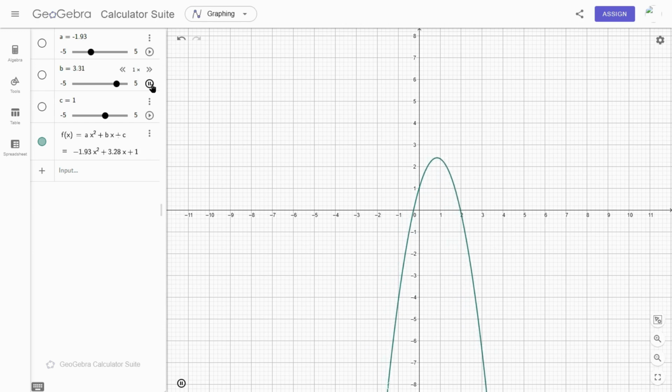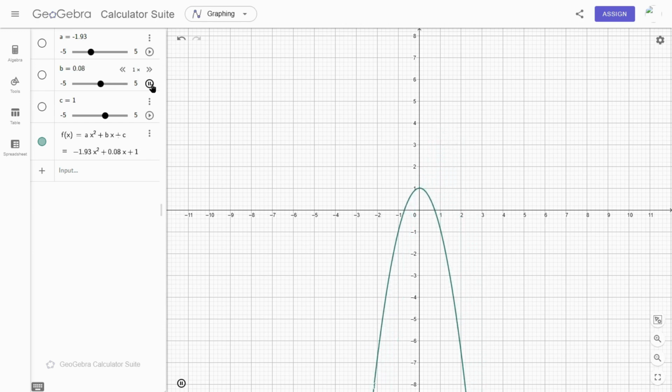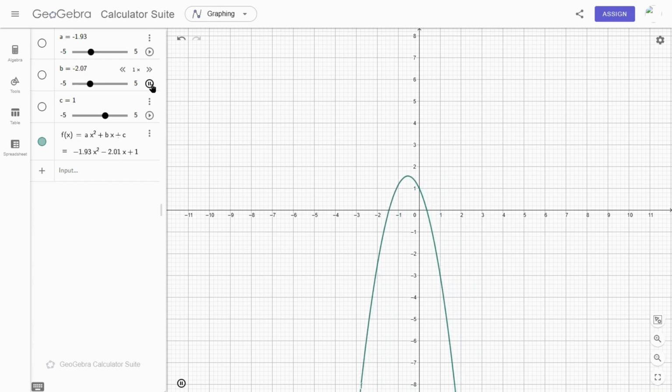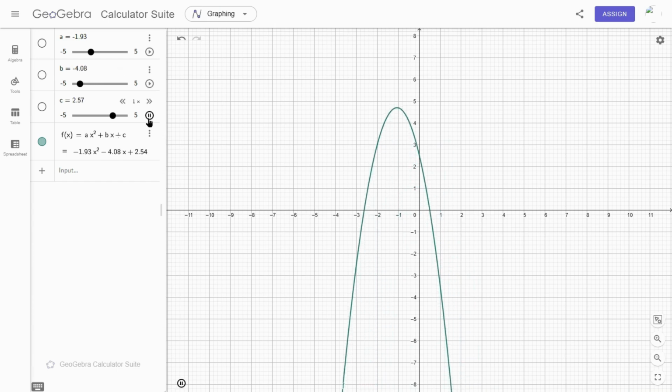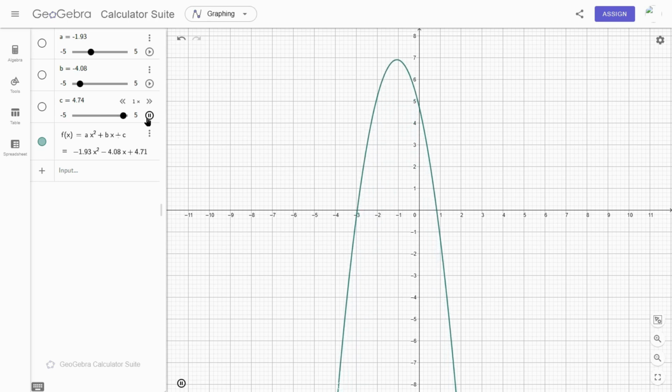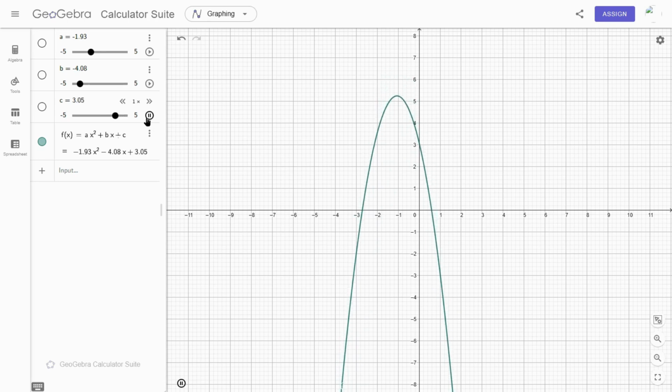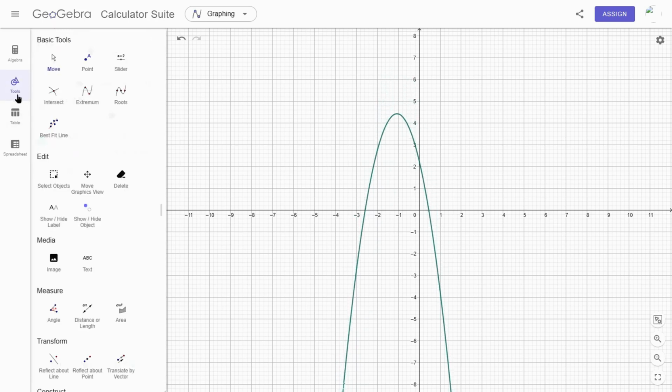Changing B, now move the B slider. Observe how the parabola shifts and changes its position. Changing C, finally move the slider C. Notice that the graph moves up and down because C is the y-intercept. GeoGebra allows us to see these changes instantly.